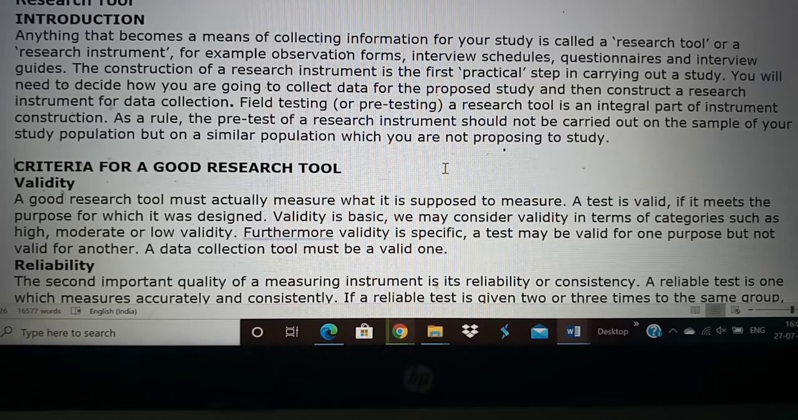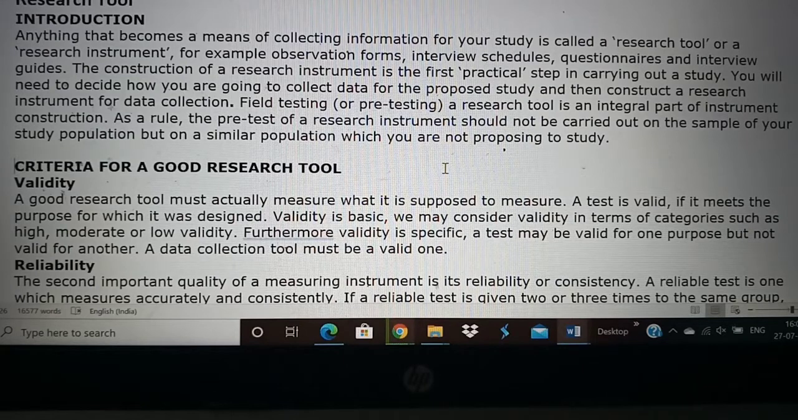Okay, so that is the reason why research tools like interviews, forms and questionnaires have to be used in a pilot study or field tested or pre-tested. So that is very important.